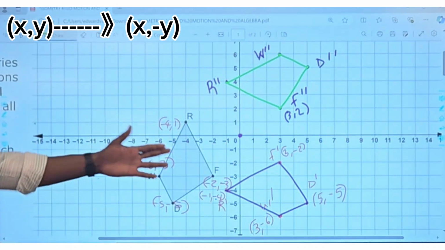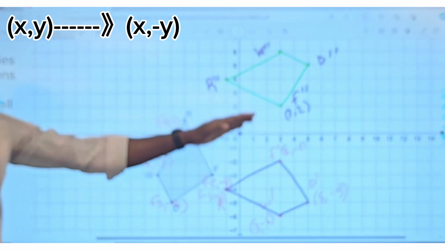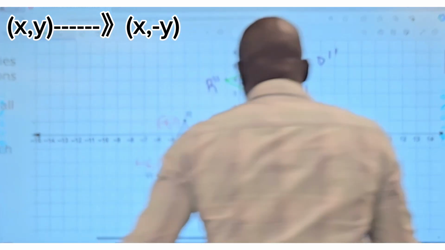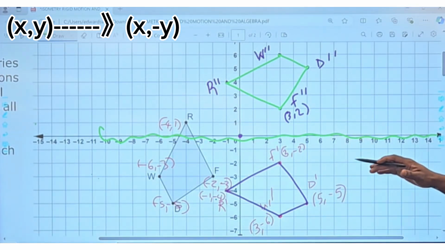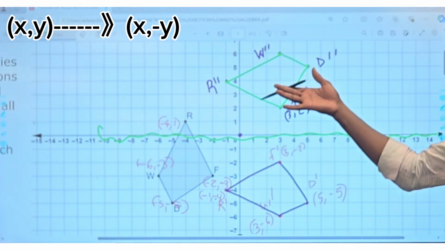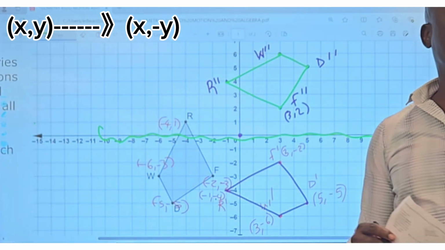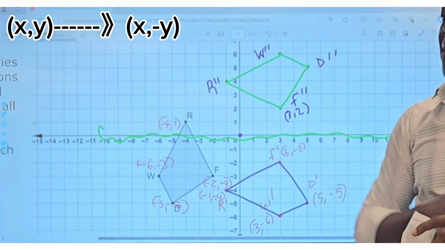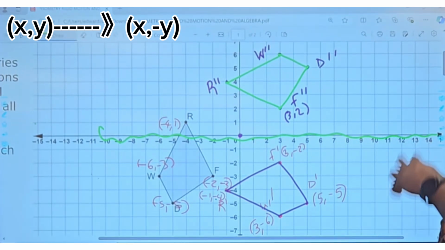Boom. Take a look. So you could see that this last one that we did is a reflection of the purple. So the green is a reflection of the purple, and look at our reflecting line. This is the line of reflection right there. So it reflected across the x-axis. Can we see that? So in other words, if I want to reflect across the x-axis, all I have to do is keep my x value and change the sign of the y value. That's all. No switching.